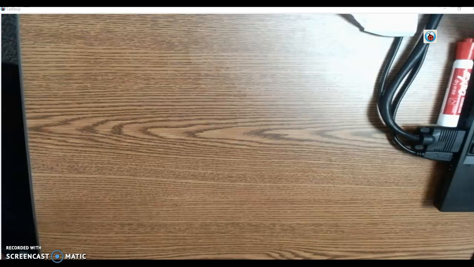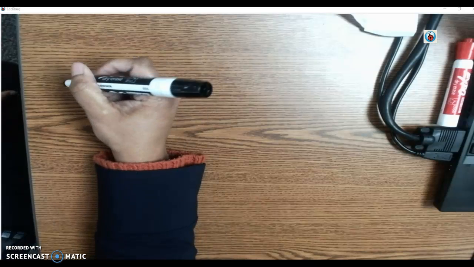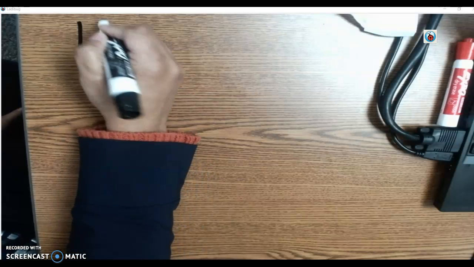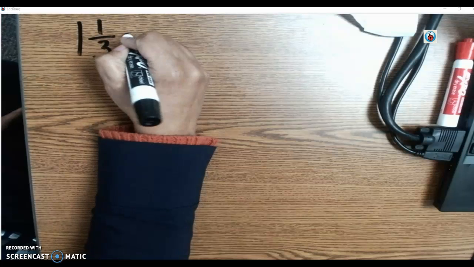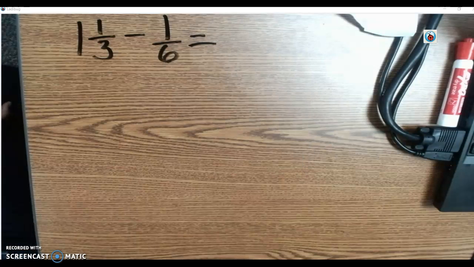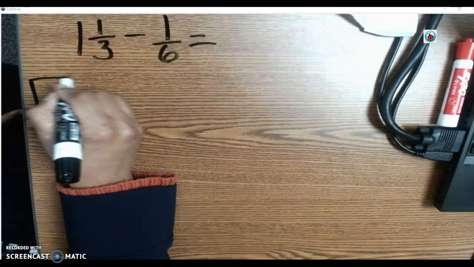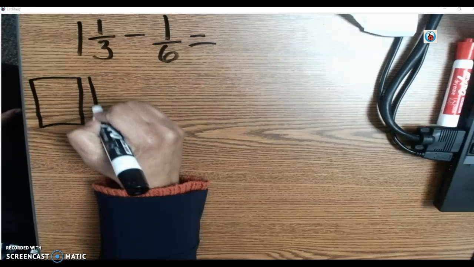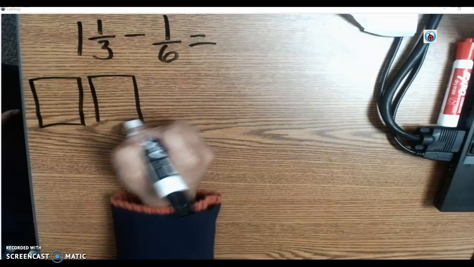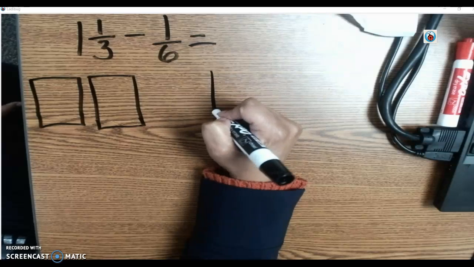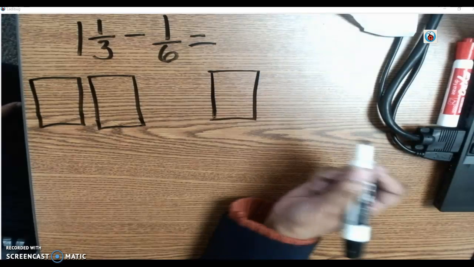So the first step you should have done was create your equation. So you should have had 1 1/3 minus 1/6 equals. So there's our equation that we're solving for. Then you should have created your model to represent the 1 whole, and then another rectangular model to represent the 1/3, and then the third model to represent the 1/6.